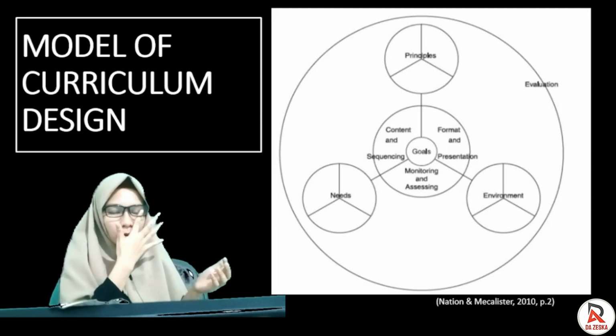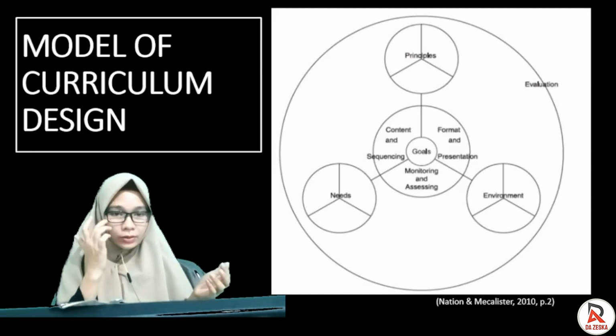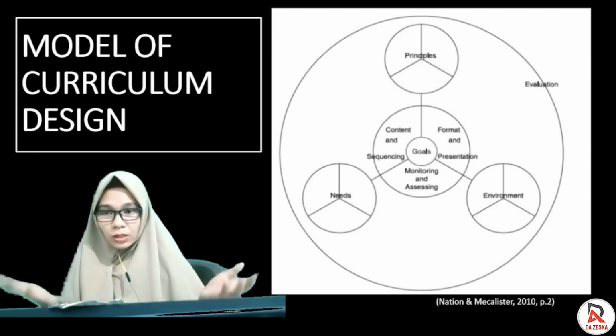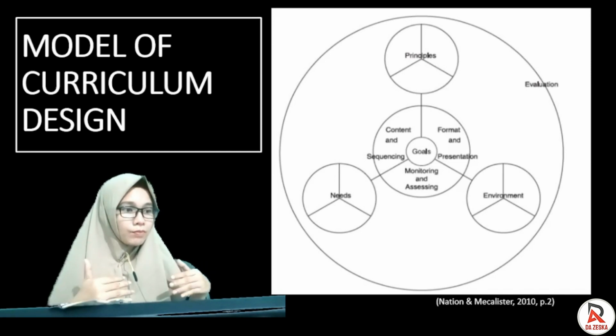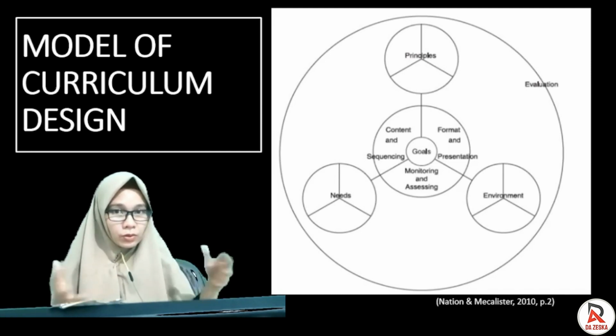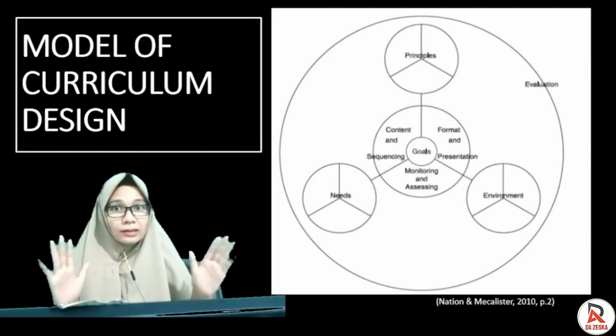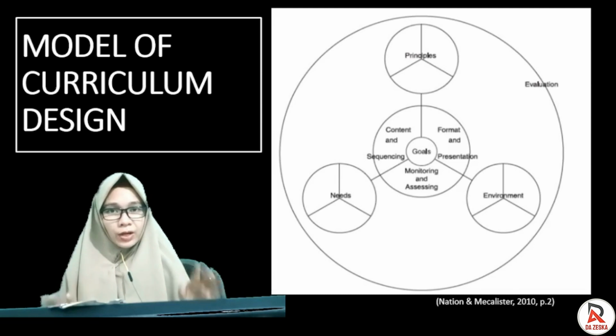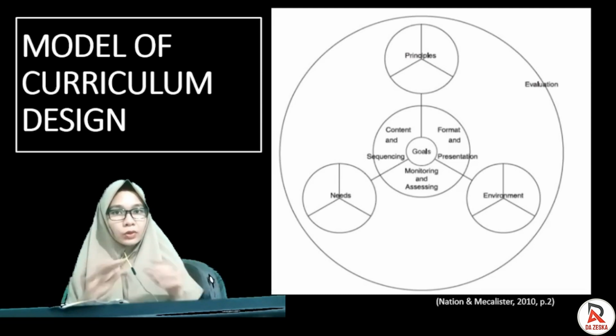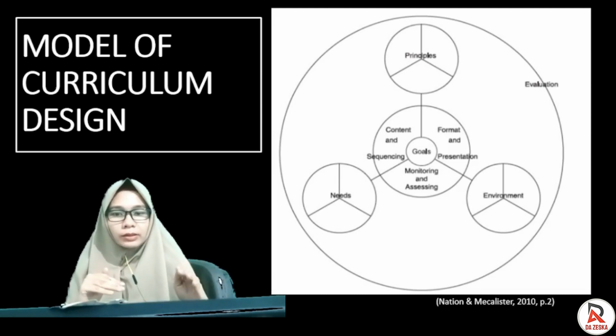Okay, if the school has a lab, and you should understand whether the school situation can support your learning, or maybe the situation of your classroom will make your learners lazy to learn English, lazy to practice. You have to understand those situations, okay, in detail.